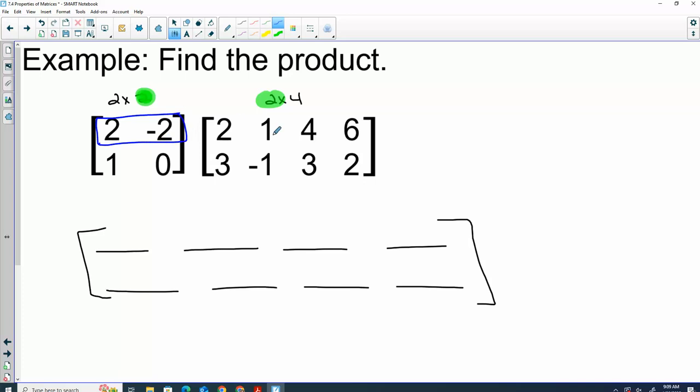Taking row by column. First row, first column. 2 times 2 is 4. 3 times -2 is -6. And that gives me -2. First row, second column. 2 times 1 is 2. -2 times -1 is 2. 2 plus 2, that's 4.